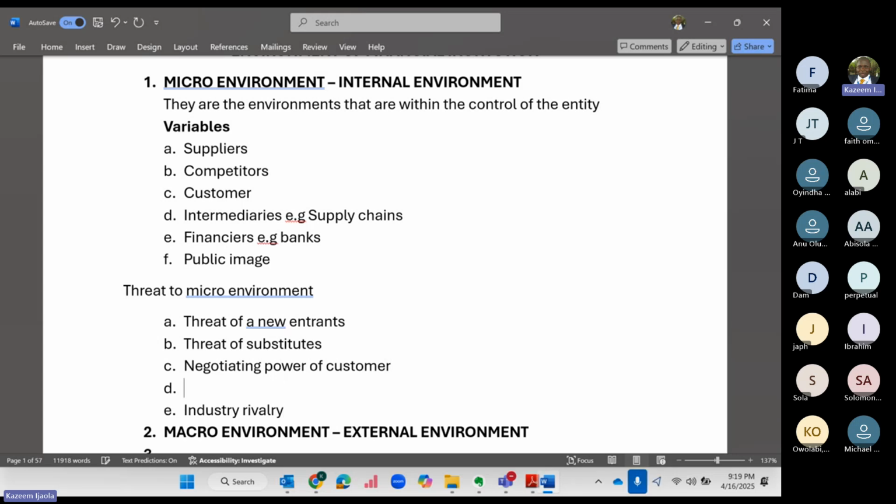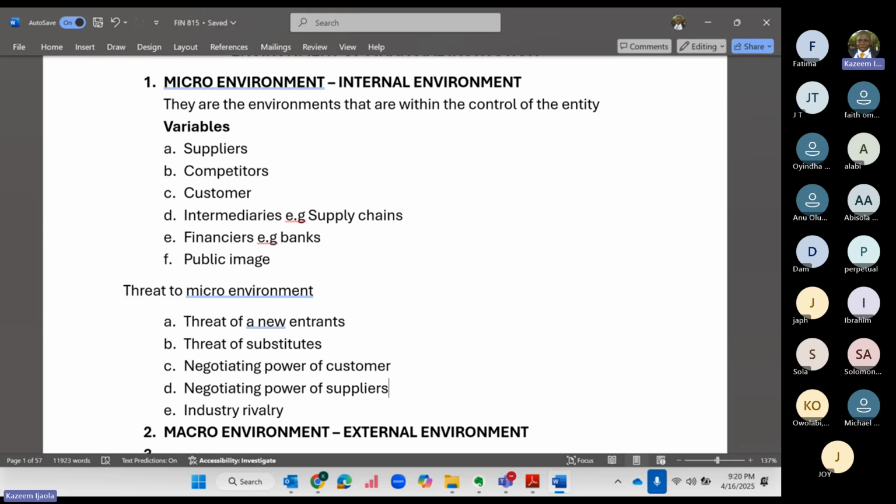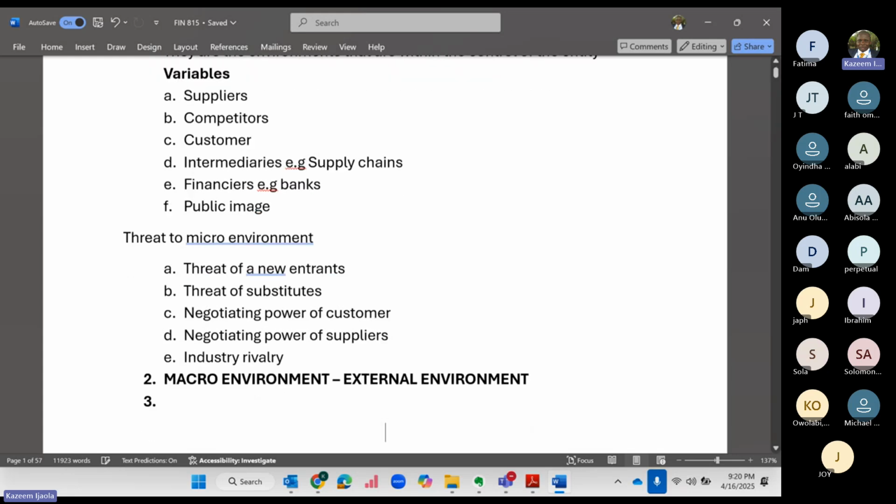Then we also have the negotiating power of suppliers as well. So these are the 5 threats that you need to know. Should we be asked to write the 5 threats of the microenvironment according to the authors, these are what we are expected to write. Okay, moving on, because I'm just doing a quick summary tonight since we've reviewed it.